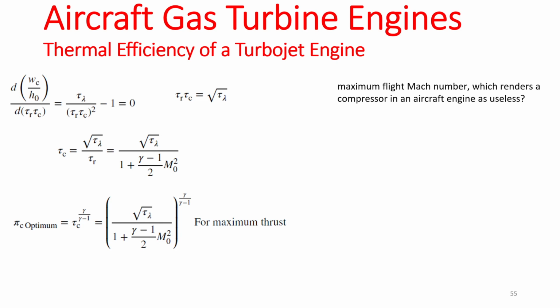Okay, so essentially, for the theoretical value for rendering the compressor useless, right? Because we are dealing in theory at this stage, the phi of C must be equal to 1, right?